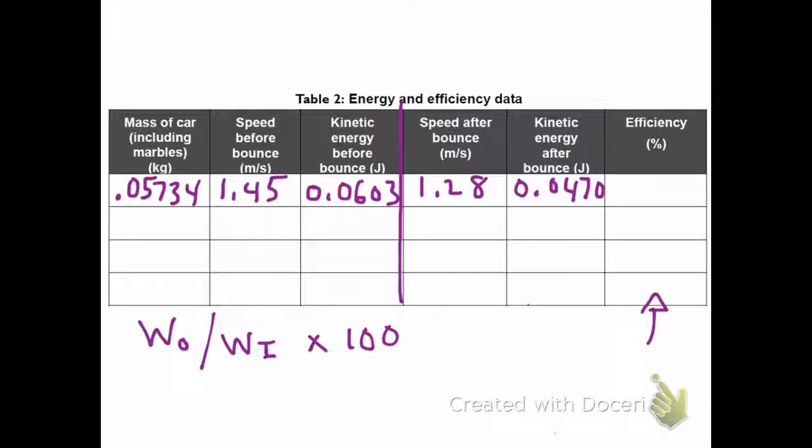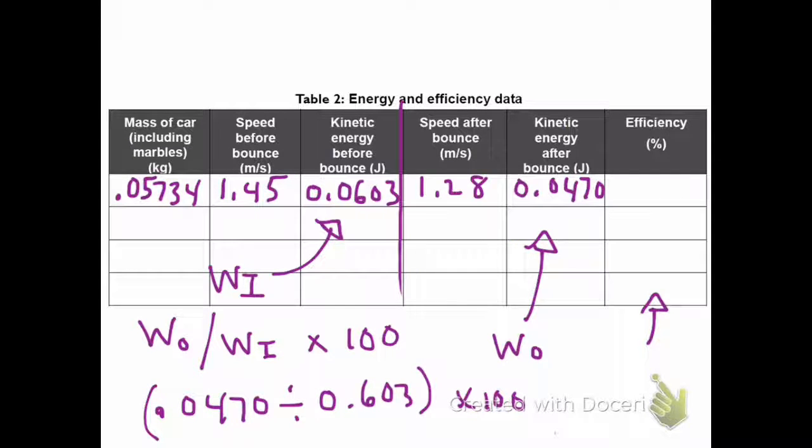Efficiency is found by looking at the work output divided by the work input. In this case, the work output is the kinetic energy after the bounce, and the work input is the kinetic energy before the bounce. So we plug those numbers in, work output divided by work input times 100, and we get an efficiency of 77.9%.